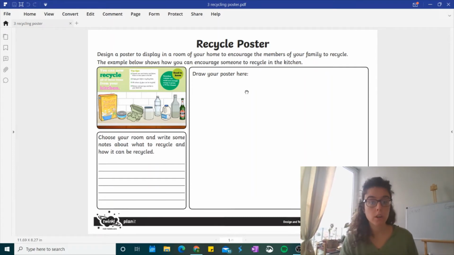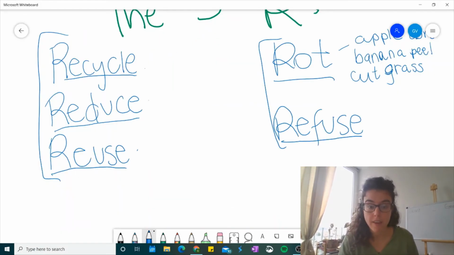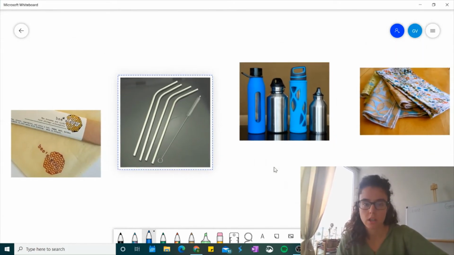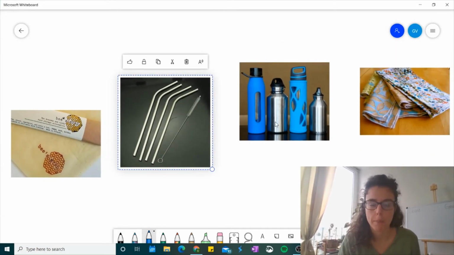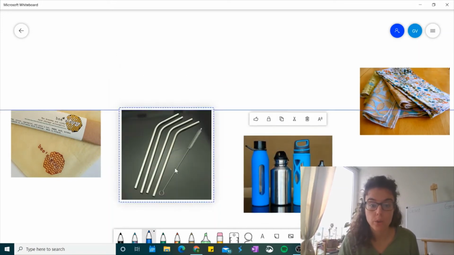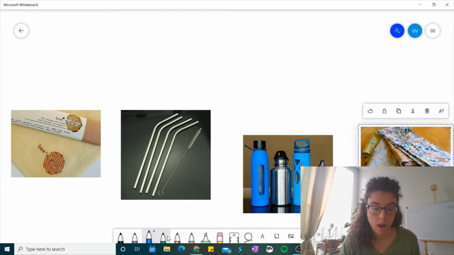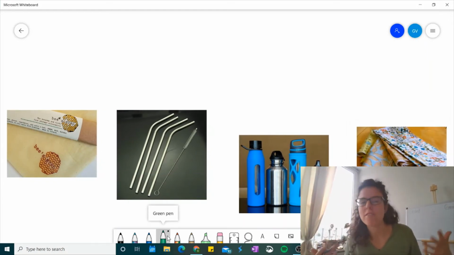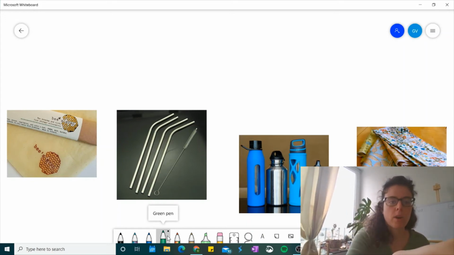Now, I want to encourage you, you can use magazines to cut out pictures, you can print things. It doesn't have to just be drawing. Okay, in fact, I went on the internet and I got some pictures of things that I want to put on my poster. So my poster is going to be all about reuse. So I'm going to write in green, because I think green is like a good environmental color.